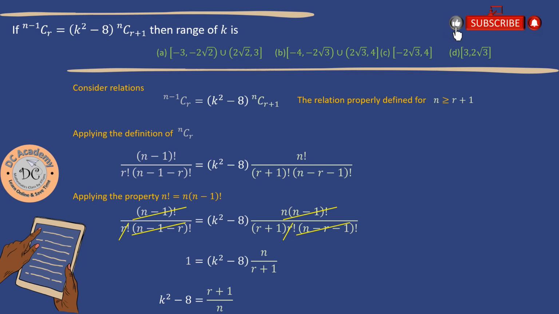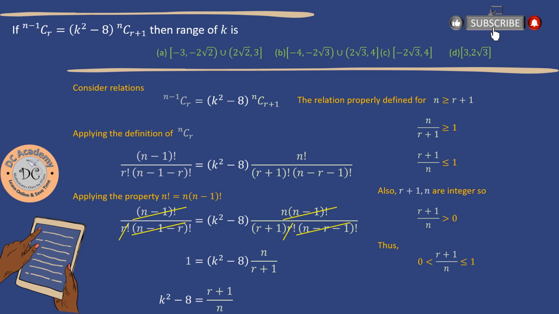So k square minus 8 can be written, using cross multiplication, as r plus 1 divided by n. Now observe that n is greater than r plus 1, which implies n divided by r plus 1 is greater than 1. If I reciprocate it, we find r plus 1 divided by n is less than or equal to 1. So we find the upper limit. As r plus 1 and n are also integers, the ratio of two positive integers must be greater than 0. These should be positive integers, because otherwise NCR or n minus 1 CR are not defined. So the ratio r plus 1 by n lies between 0 and 1.